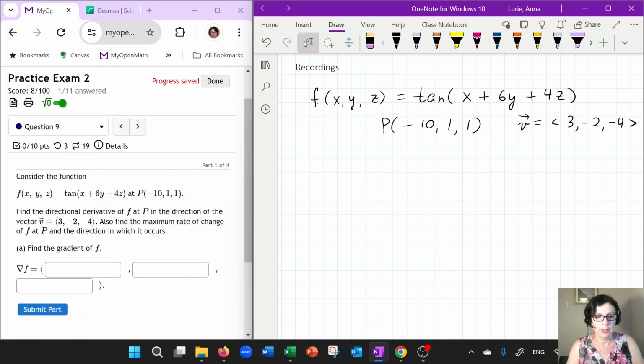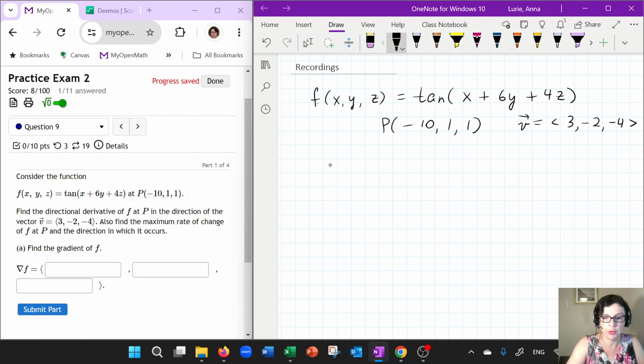In this video, we will look at question number 9 of practice exam 2. We want to compute the directional derivative in a certain direction, and we also want to know when this function will have a maximum rate of change. What is the direction that we have to travel in order to get the maximum directional derivative? Okay, so first let's do the directional derivative in this direction.